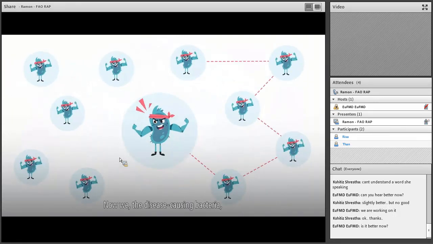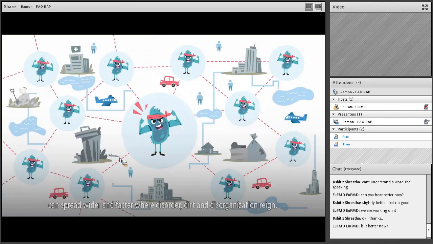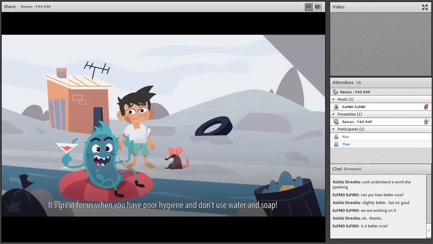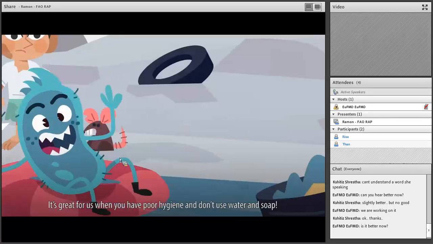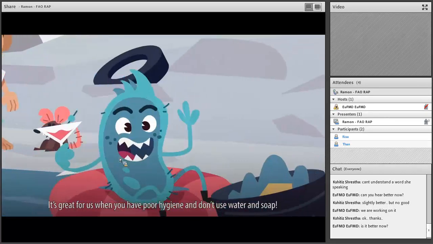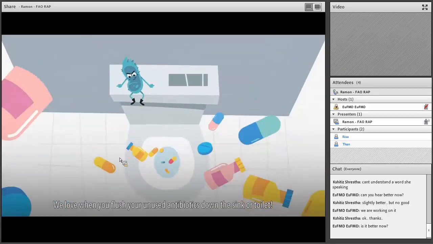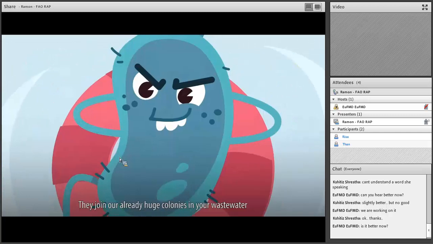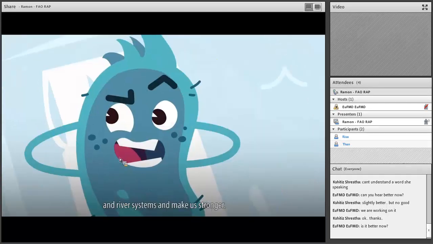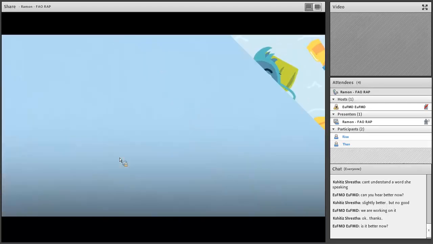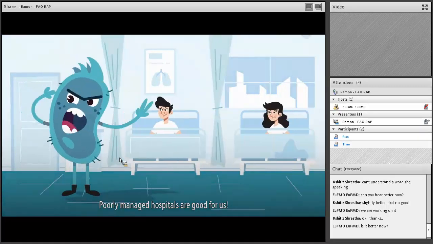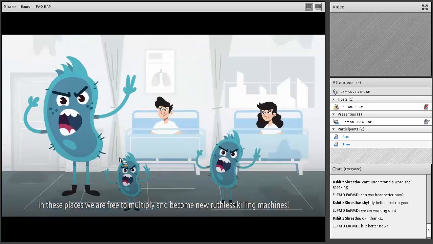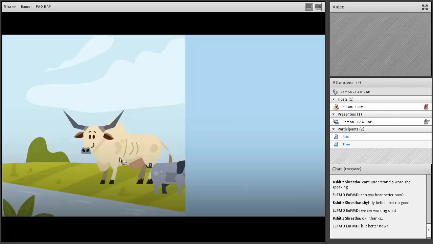Now we, the disease-causing bacteria, can spread wider and faster where disorder, dirt, and disorganization reign. It's great for us when you have poor hygiene and don't use water and soap. We love when you flush your unused antibiotics down the sink or toilet. They join our already huge colonies in your wastewater and river systems and make us stronger. Poorly managed hospitals are good for us. In these places, we're free to multiply and become new ruthless killing machines.